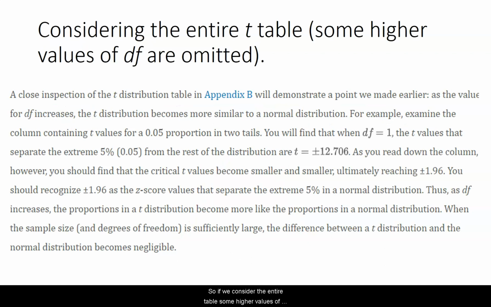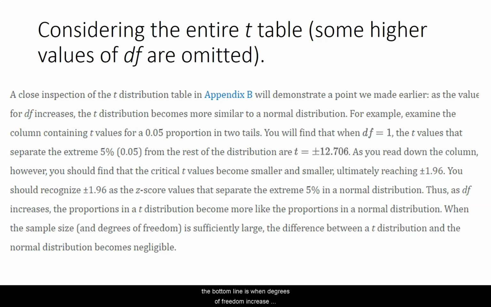So if we consider the entire table, some higher values of degrees of freedom are omitted, as we'll see. A close inspection of that T table will demonstrate a point we made earlier. As the value for degrees of freedom increases, the T distribution becomes more similar to a normal distribution. For example, examine the column containing T values for 0.05 proportion in 2 tails. You'll find that when degrees of freedom equal 1, the T values are gigantic. As you read down, you'll find that the critical T values become smaller and smaller, ultimately reaching plus and minus 1.96. You should recognize that as the Z-score that separates the extreme 5% in a normal Z distribution.